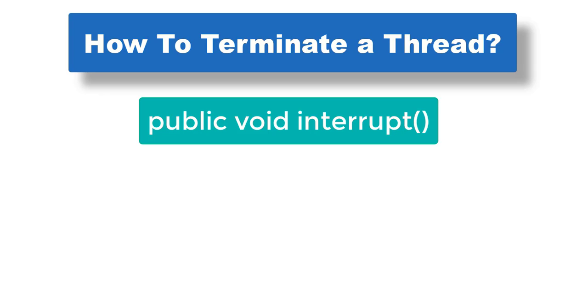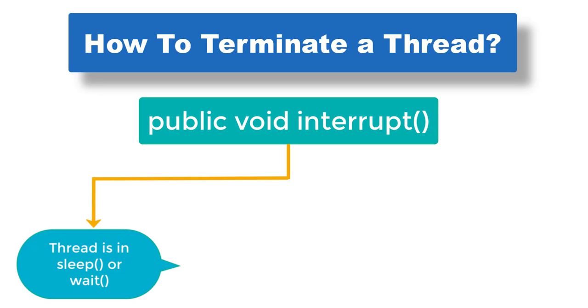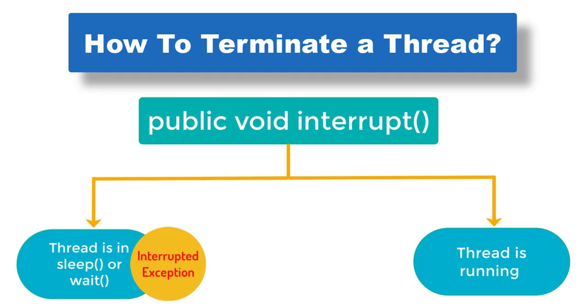When we call this interrupt method on any thread, two things can happen. If the thread is in a sleep or wait state, then it will throw an InterruptedException, so based upon the exception, we can act upon it. The second condition is, if the thread is running, then calling interrupt will set the interrupt flag to true and it will perform normal execution. The thread will not be interrupted, but the Java programmer can use the interrupt flag and stop the thread.